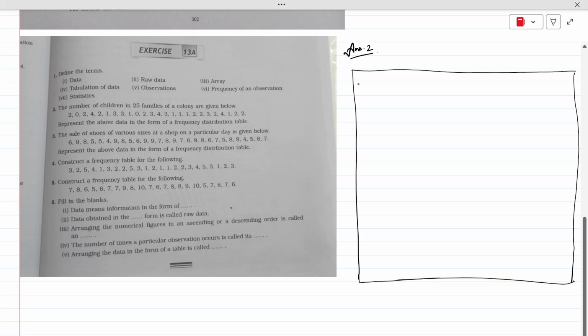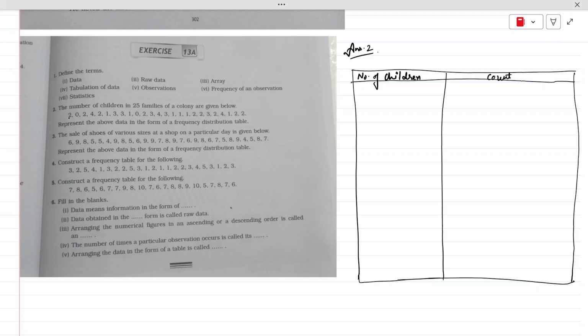This is the table given to us. The first column is the number of children in 25 families given below, and this is the number of children, and here we have to write the frequency or the count of children. Okay kids, let's try to do this with tally marks.